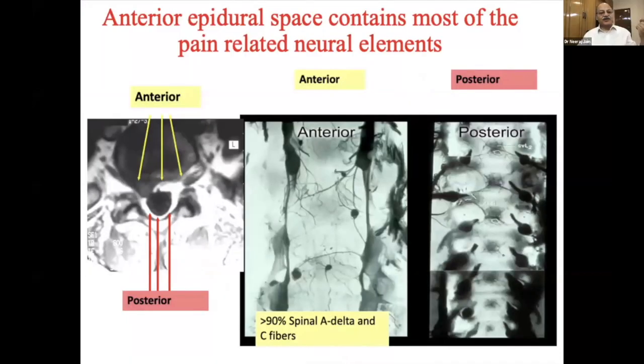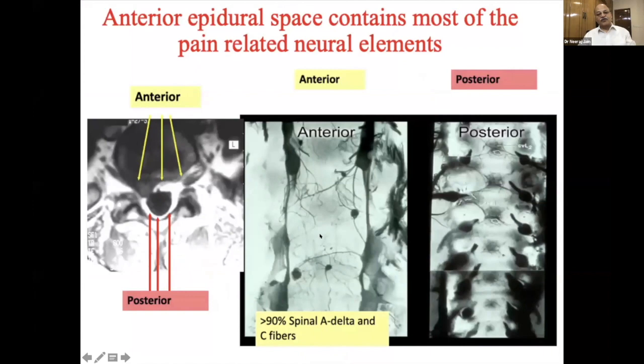Now, this is a very important slide. It says that most of the pain generators, more than 90%, are A delta and C fibers, coming from the anterior epidural space, and they are the ones which are supplying the PLL and the annulus. And posteriorly, there is nothing much which you need to do. So what we have to address is the anterior.